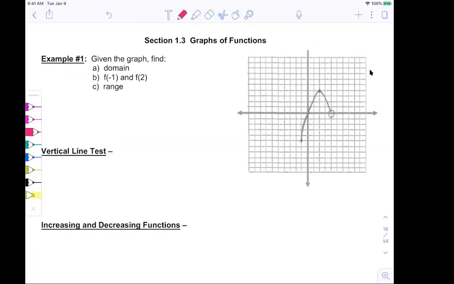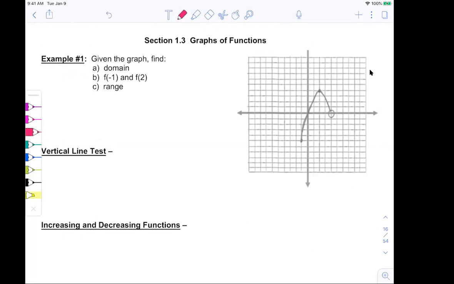So on page 11, we're looking at the graphs of the functions for this section 1.3. And if you look at the example, we have a graph. Kind of looks like a portion of a parabola. My curve was supposed to look a little better, but I feel like I graphed this thing so many times and I still couldn't get it to curve right for me. So this is what it is.